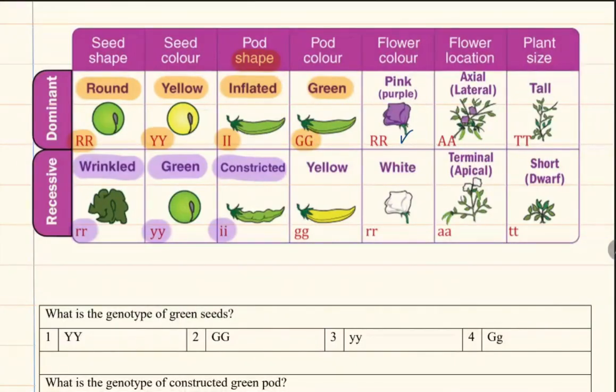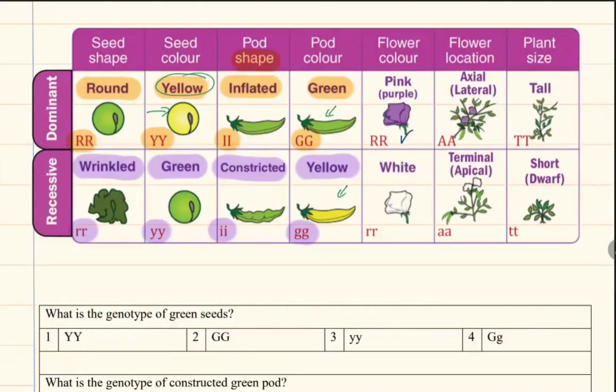The recessive of it is yellow, which is G small. And do not confuse between yellow as the color of the seed, which is dominant, and the yellow color of the seed pod, which is recessive, and the dominant is the green.